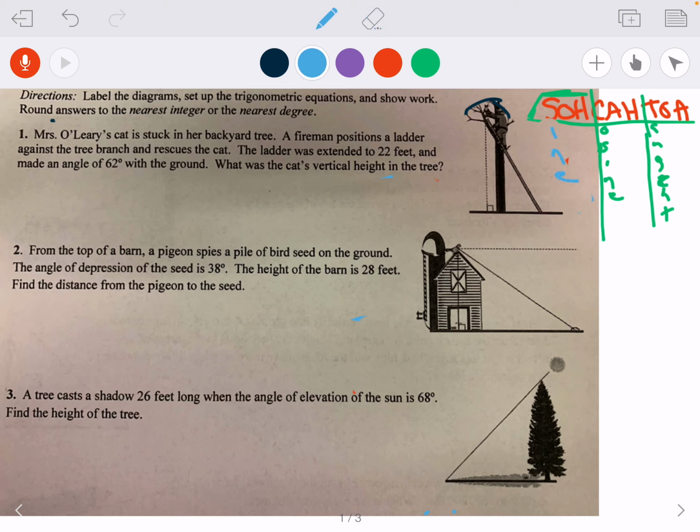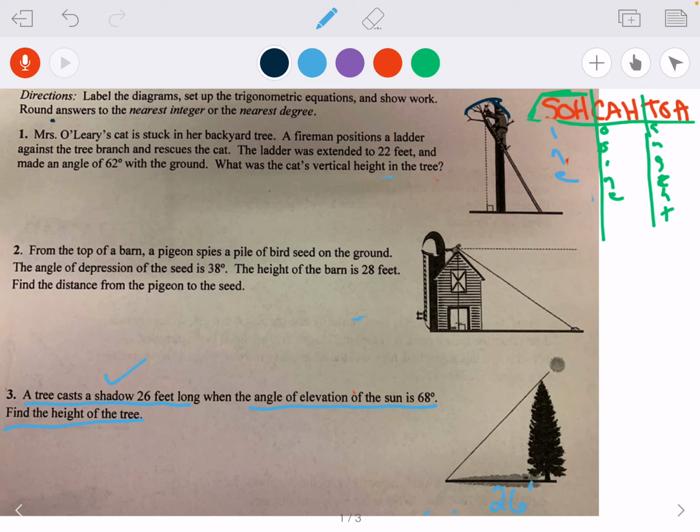So a tree casts a shadow 26 feet long when the angle of elevation of the sun is 68 degrees. Find the height of the tree. All right, so shadow. Remember, if you're looking down, you see your shadow. It is always on the ground. It's not like standing up in the air at all. That doesn't really make sense there. So my shadow has to be 26 feet.